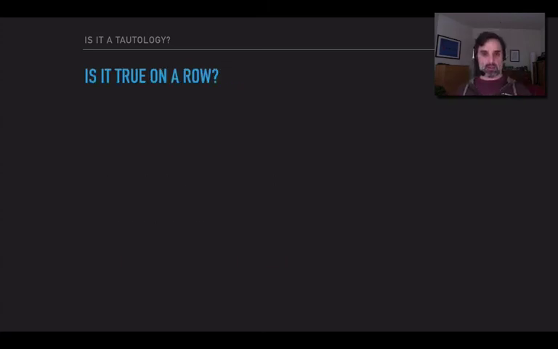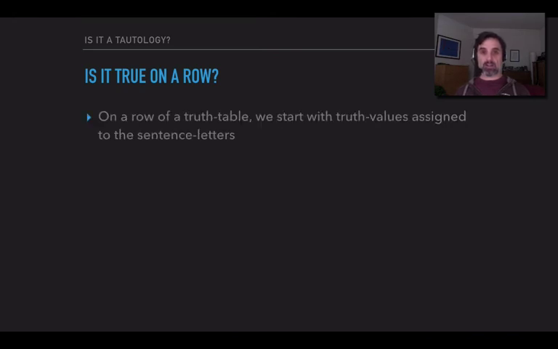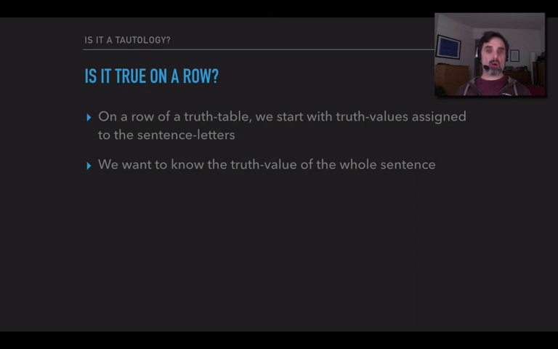So the question we've been asking in this video is, how do we find out whether or not a sentence is true on a row? So on a row of a truth table, what happens? Well, we start with truth values assigned to the sentence letters in the big sentence that we care about. So say P is true and Q is false and R is true, or P, Q, and R are all true, or P and Q are true but R is false, or whatever. And then we want to know, what is the truth value of the whole sentence on that row? What is the truth value of the whole sentence when P, Q, and R have those truth values? Well, the truth values go up the tree, starting from the sentence letters and going up to the sentence we actually care about.